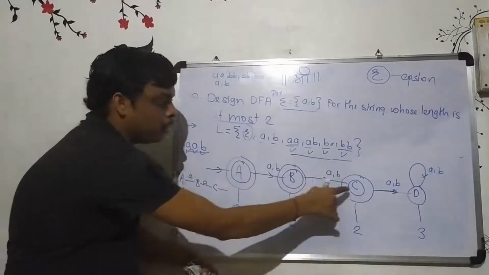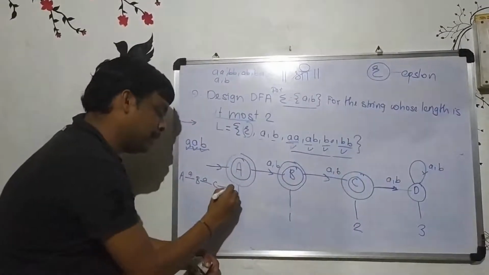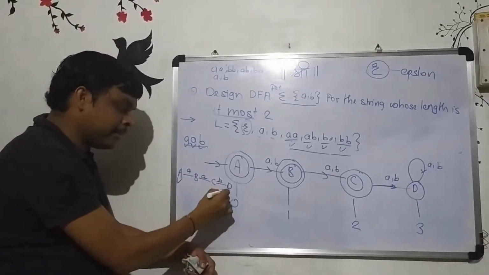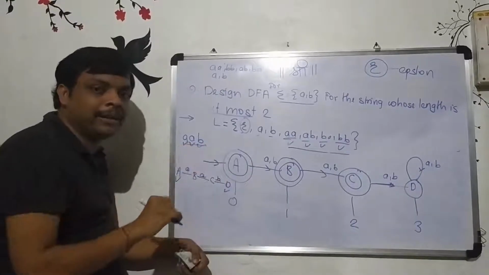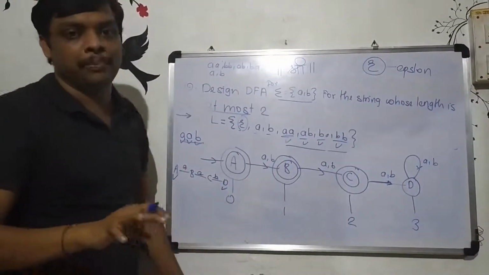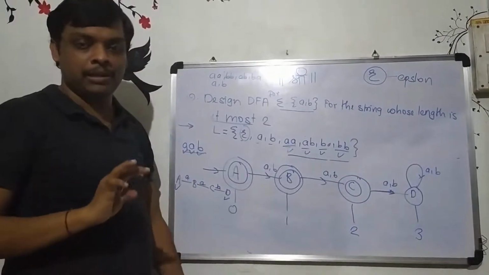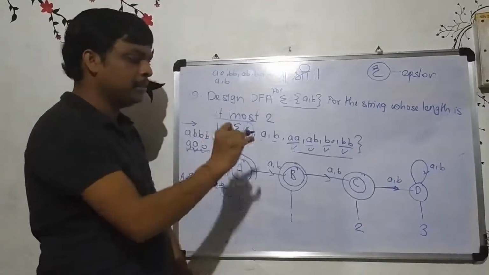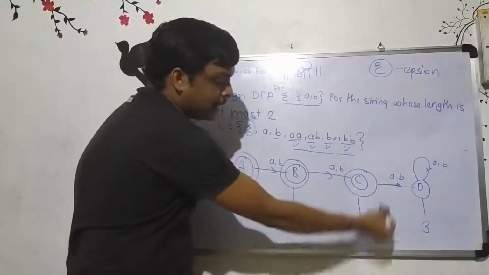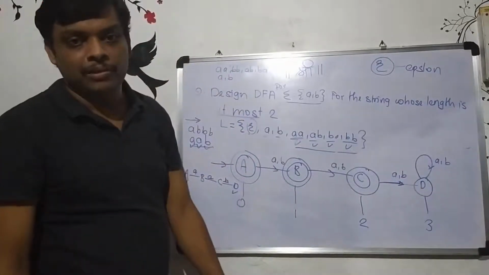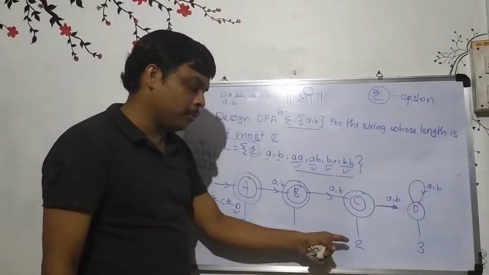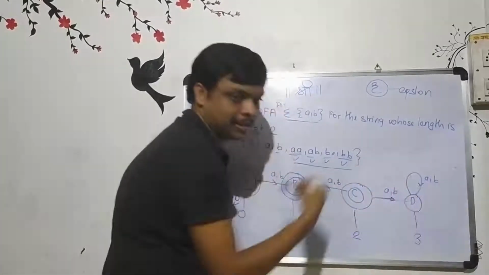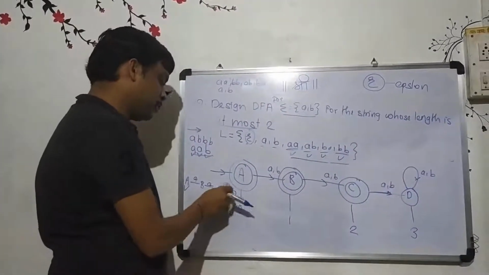Whenever you are in C, observing small b, you will be in what? D. Starting with capital A, at the end we are in D. But D is not final. So aab is rejected by this deterministic finite automata. Likewise you can check any string. abbb also it will reject, because up to this part only it is accepting. D we made as the dead state. So after the string whose length is more than 2, all such strings will be rejected because of this particular structure. I hope you are getting this particular point.